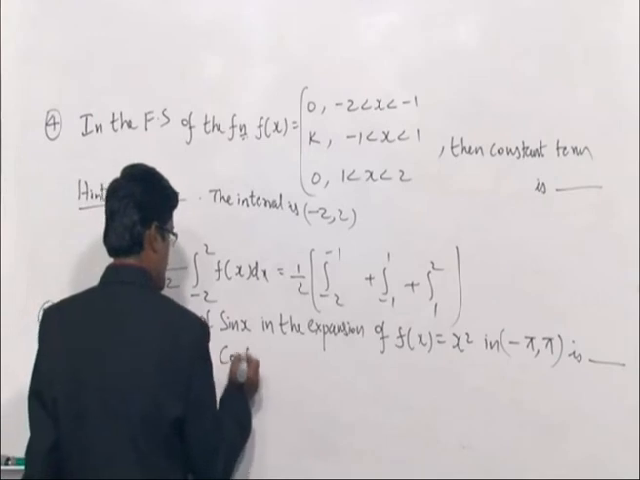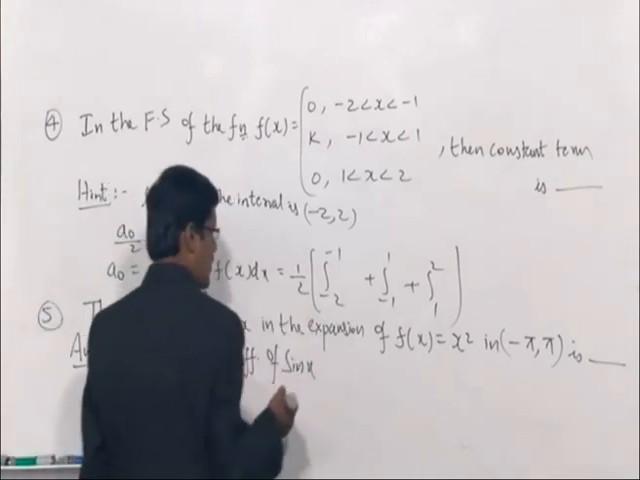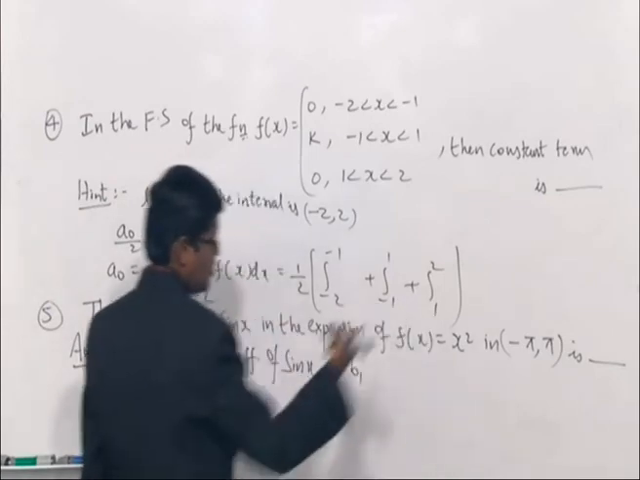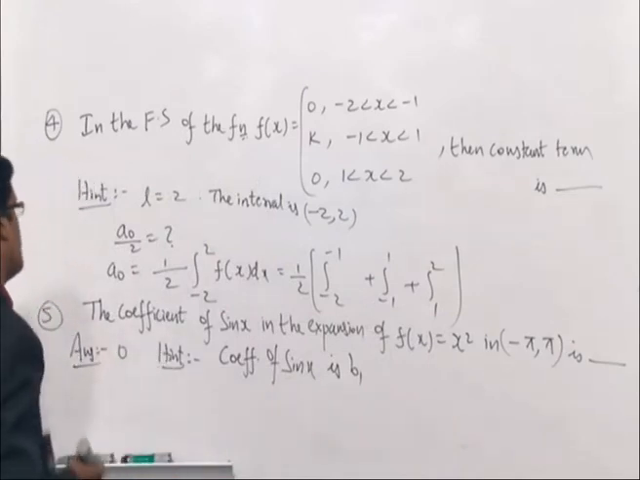The coefficient of sin x, that is putting n equal to 1, you will get b1. What is the b1 value? Look at that, this is an even function, so the bn value is 0.